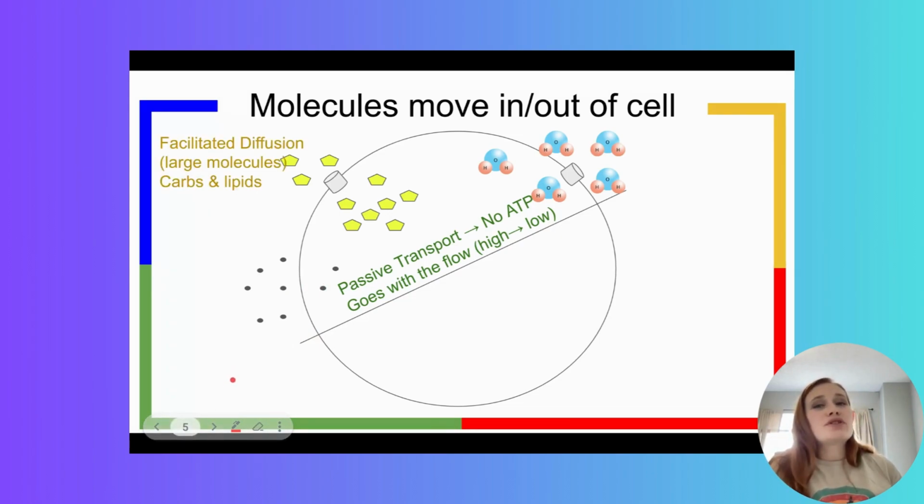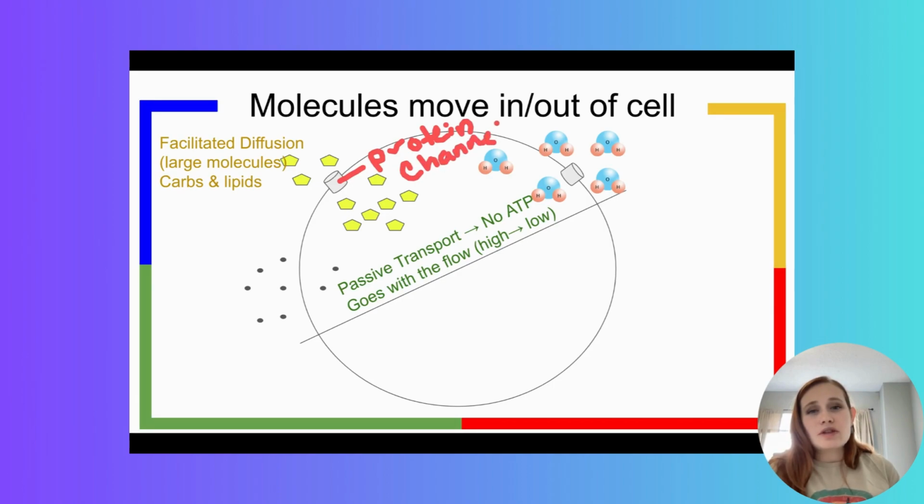This brings us to facilitated diffusion. In facilitated diffusion, large molecules are going to go across the membrane. These include things like your carbohydrates and your lipids. Since these are large molecules, they need the help of a protein channel. These molecules do not just cross straight across the membrane like we did in diffusion. So facilitated diffusion is diffusion, but it's facilitated with the protein channel.